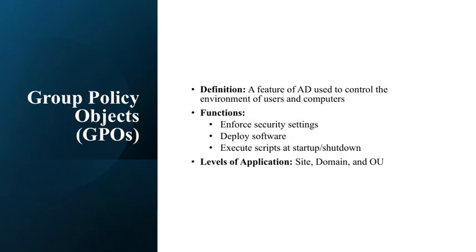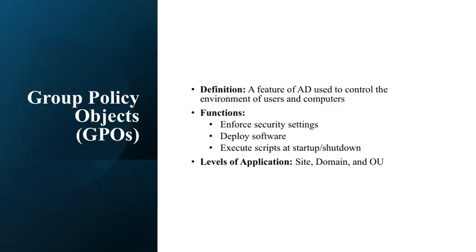Now, let's talk about Group Policy Objects, or GPOs for short. These are a key feature of Active Directory that we use to control the environment of both users and computers. Essentially, GPOs help us manage and enforce consistent settings across our network. Some of their main functions include enforcing security settings, which is crucial for protecting our systems. They also allow us to deploy software efficiently, ensuring that users have the tools they need. Additionally, GPOs can execute scripts at startup or shutdown, automating important tasks and maintaining smooth operations.